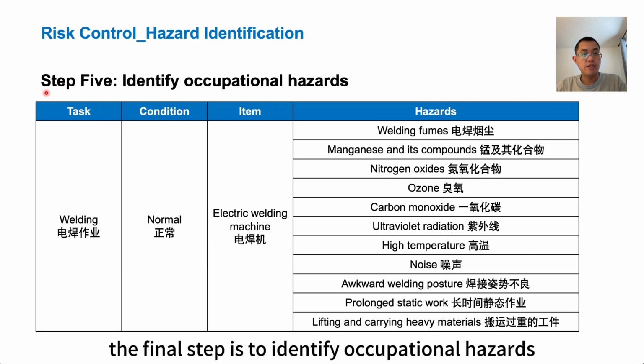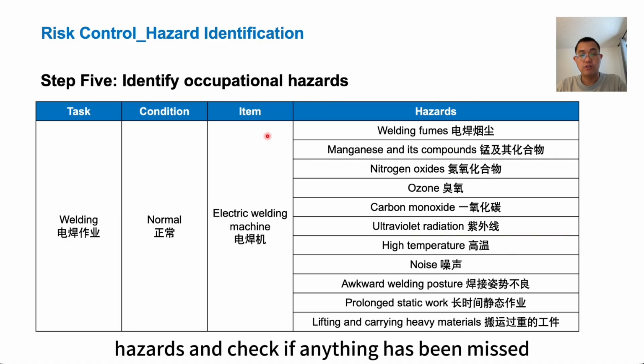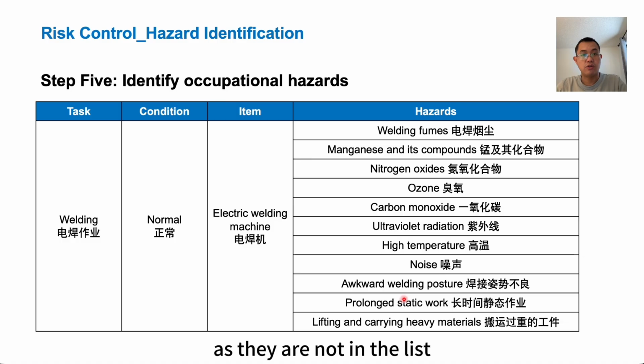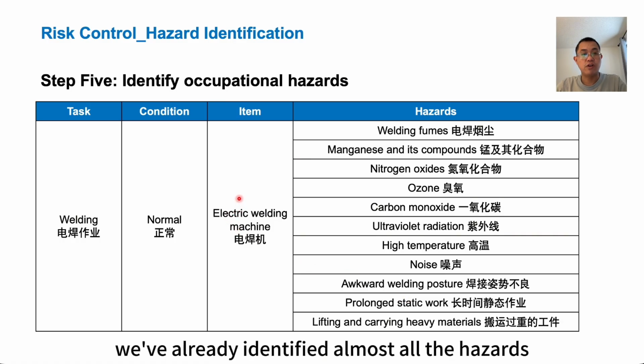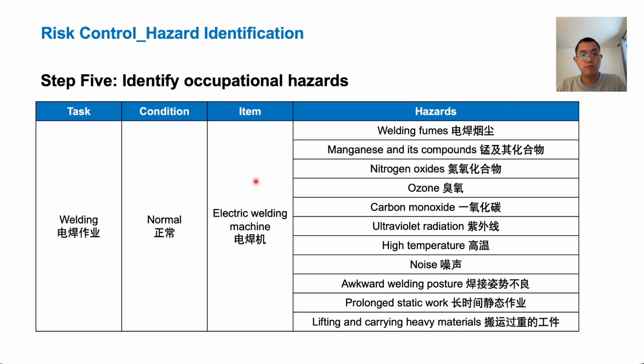The final step is to identify occupational hazards. Some of these have already been identified in the third step. So we just review the list of occupational hazards and check if anything has been missed. And don't forget the ergonomic hazards, as they are not in the list. So at this point, we've already identified almost all the hazards associated with welding under normal conditions.